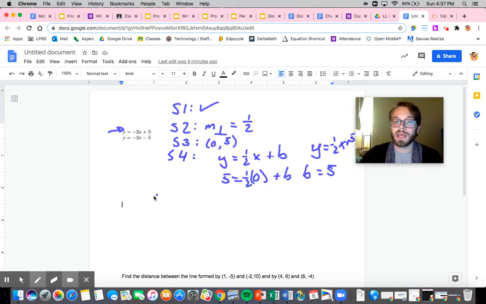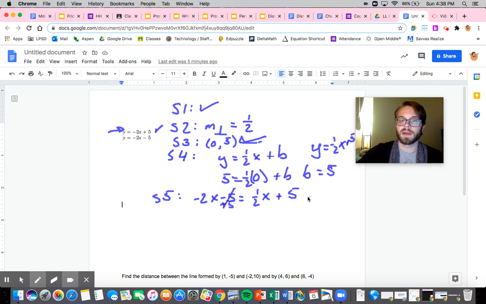So now, step 5, we need to find the point of intersection between these two lines and my newfound perpendicular line. Well, I already have one of them, right? This handy dandy point right there. That's fine. So we've already checked off this line. So now we need to find the point of intersection between this line and my second line. So this is probably the hardest part. I'm just going to set them equal to each other. So I get -2x minus 5 has to be equal to 1/2 x plus 5.